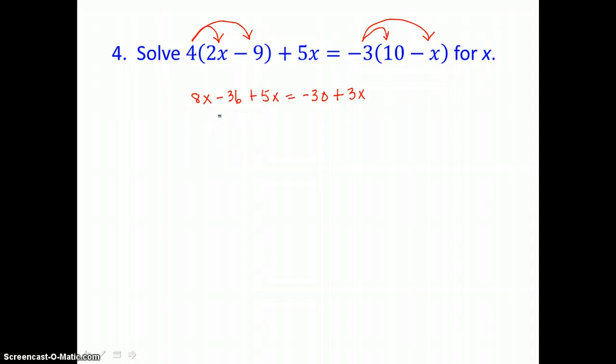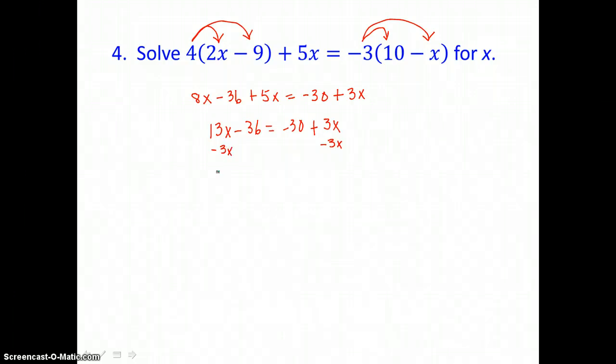On the left-hand side, we have like terms. Let's add our x terms together. 8x plus 5x is 13x altogether. Minus 36 equals negative 30 plus 3x. Okay, now again we want our x terms on one side and our numbers on the other. So this time I'm going to choose to move my variable terms to the left, subtract 3x from both sides.